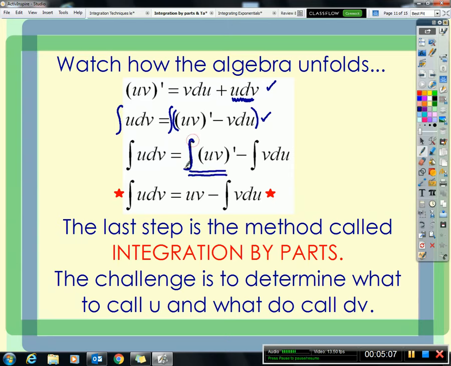antiderivative of a derivative? Since those are inverse operations, essentially, the antiderivative of the derivative of uv is just uv. Now, the hope is that when you break it into uv minus the integral of vdu, the integral of vdu is very easy to manage, whereas the integral of udv was not. So let me show you how this works.